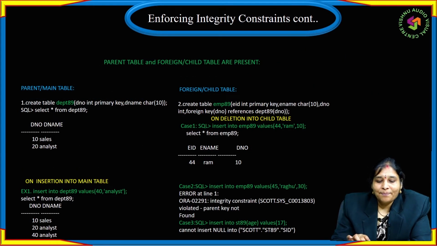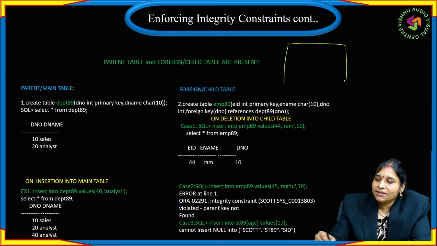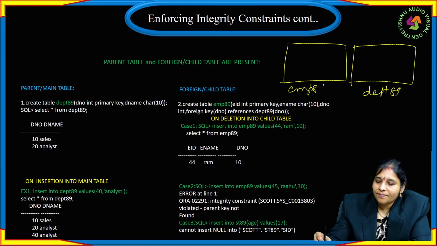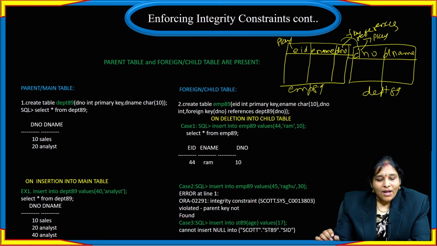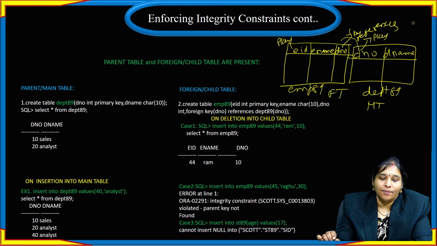Now, when both a parent table and a child or foreign table are present, once again I consider two tables. First, the main table, department 89. So we are going to see what happens when more than one table is present. I am considering two tables, department 89 as the main table and employee 89 as the foreign table.